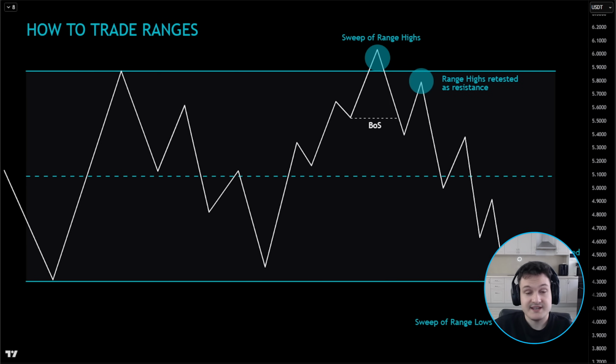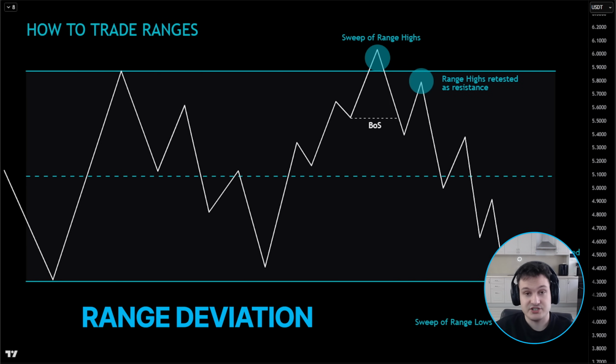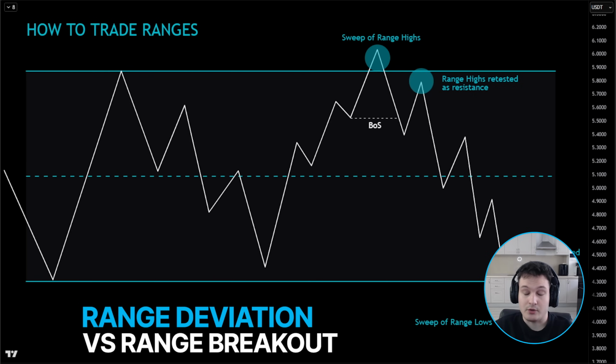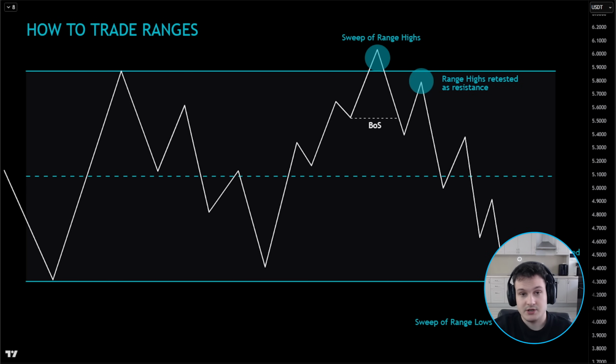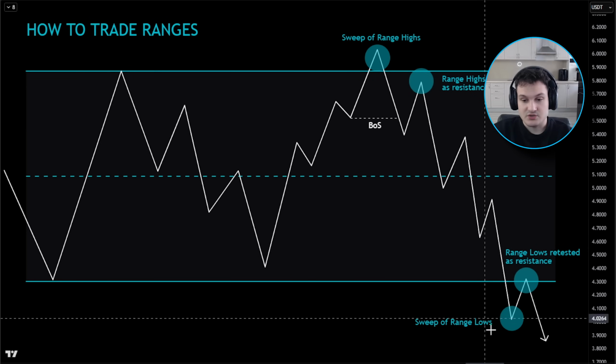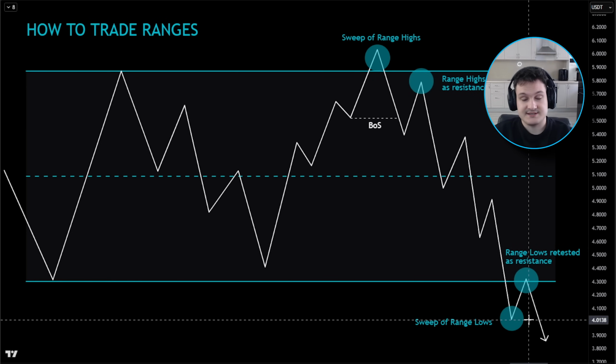Now, of course, price has to exit the range at some point. So how does it do it? How do you spot the difference between a range deviation and a range breakout or breakdown, or a failed auction from a successful auction? The key element is to watch how it retests the range bounds, so range highs or range lows. So in this instance right here, this is a successful range breakdown or successful auction to the downside.